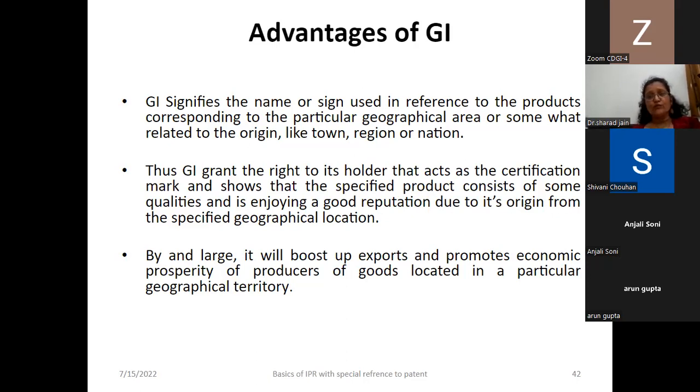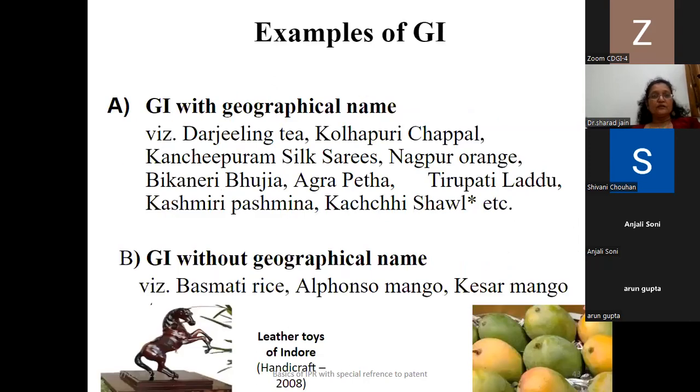So it is useful for boosting exports or promoting the economy and prosperity of the producers of goods located in that particular area. Just for example, Darjeeling tea, Kolhapuri chappal, Kanjipuram sari, Nagpuri orange, Bikaneri gujia, Agra petha, Tirupati laddu, Kashmiri pashmina, Kutch shawls, Kesar mango, Alfonso mango, Basmati rice.